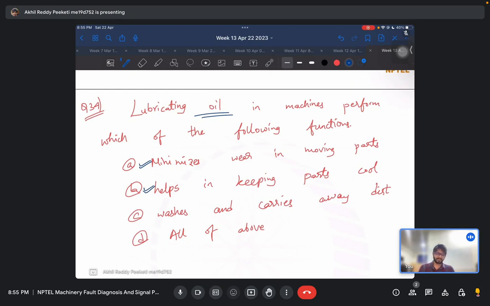And because oil is actually flowing, if there is any wear in parts or any dirt gets created, that gets cleaned away because of the moving oil. So it actually performs all the above operations. The answer is all of the above. Lubricating oil in machines minimizes wear, helps in keeping parts cool, and washes and carries away dirt. Because of this, you can actually do oil analysis to characterize the faults in a machine also. Okay, let's move to the next question.